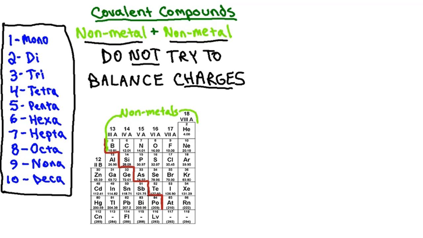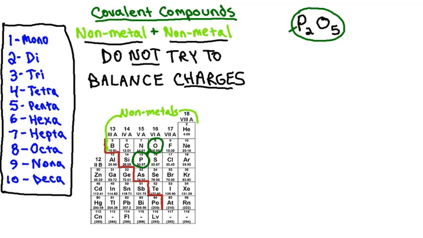So for instance, if we have a formula that says P2O5, how do we read this in words? Now we're going to verify that it is a covalent compound, because P, down in the periodic table here, is a nonmetal, and O is a nonmetal. So since they're both nonmetals, we know that this is going to be a covalent compound.